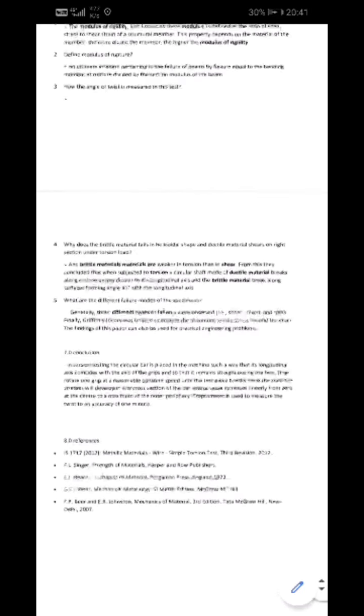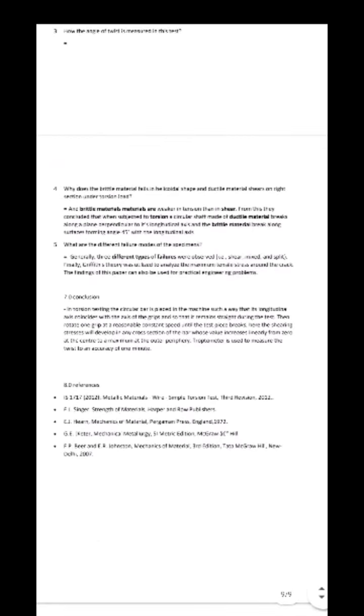Why does the brittle material fail in a helicoidal shape while ductile material shears on a right section under torsion load? Brittle materials are weaker in tension than in shear. From this, they concluded that when subjected to torsion, a circular shaft made of ductile material breaks along a plane perpendicular to its longitudinal axis, and brittle material breaks along a surface forming an angle of 45 degrees with the longitudinal axis.